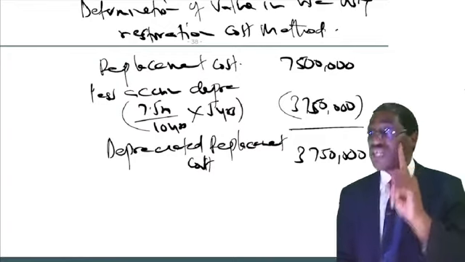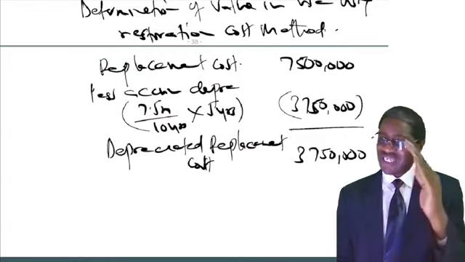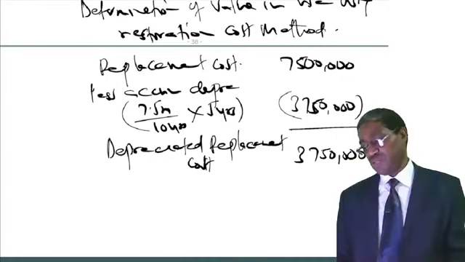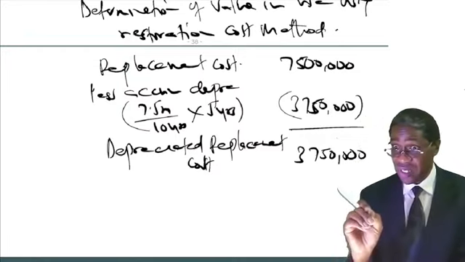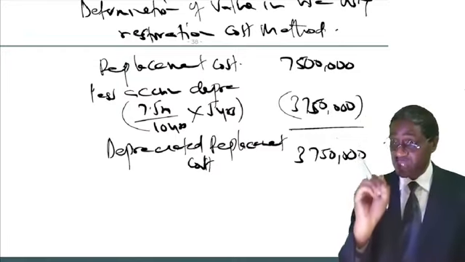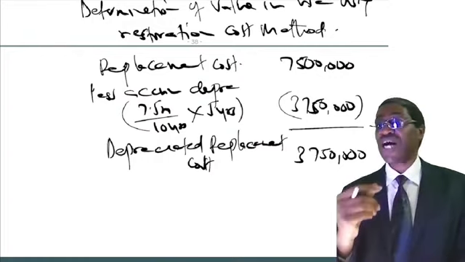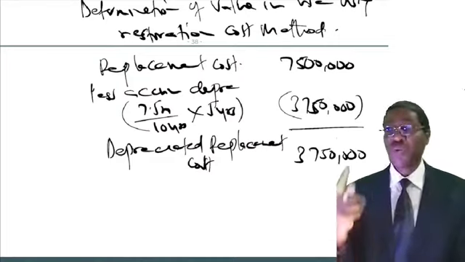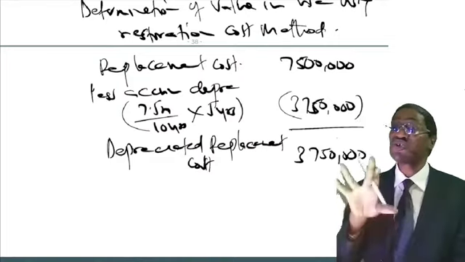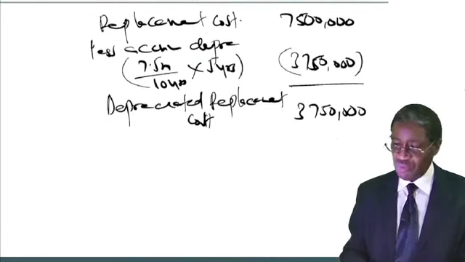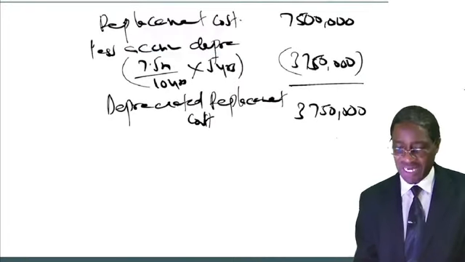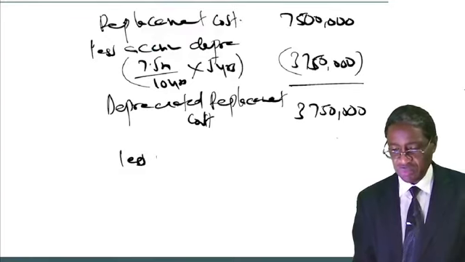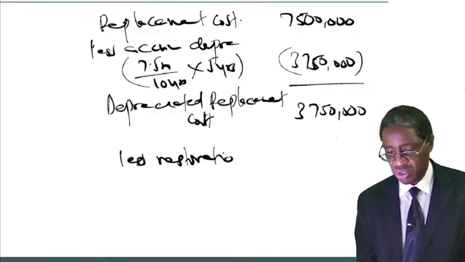Why? Because the condition for an asset to suffer is that the carrying amount should be higher than the recoverable service amount. Listen, if we were using the depreciated replacement cost method, then this asset would not have suffered. But we are not using the depreciated replacement cost method. We are using which method? We are using the restoration cost method. So from here, you come and deduct, you less the restoration cost.